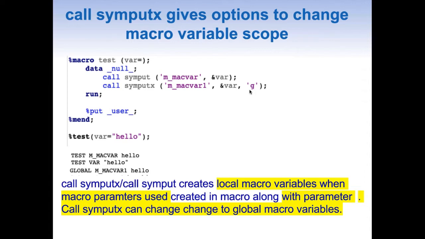As I have given an option of G here for call Symputx, it has become a global macro variable, and m_macvar again has a value of hello. The important point to remember here is call Symputx gives an additional option to define the scope. It is not that we can only define G, we can also define L, that is local, but again all of this we will discuss in future sessions.